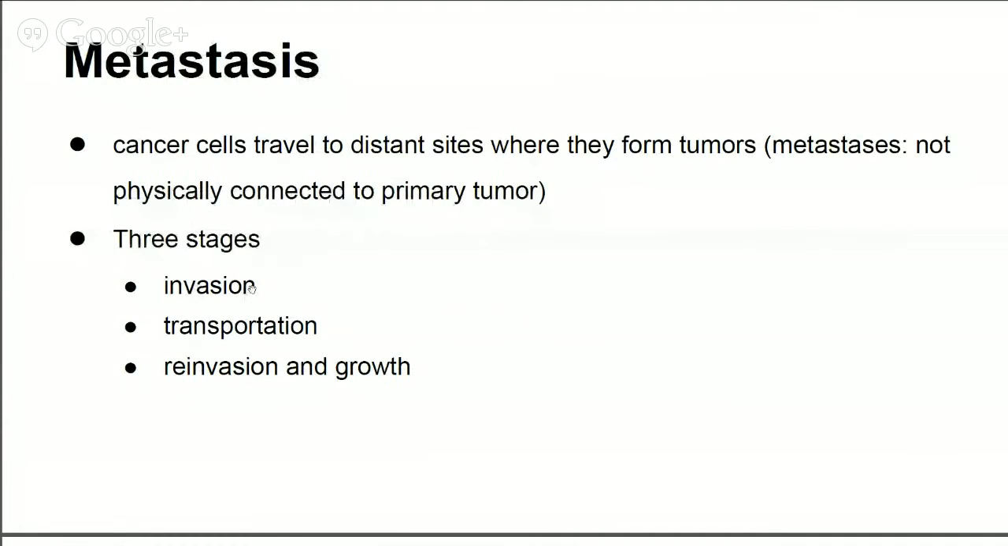Here you have invasion, in which they invade the blood vessel, and then you have transportation, in which they will undergo a process called intravasation, and that is the actual invasion of a blood vessel. They then will have to survive throughout the blood vessel. Some will adhere to the lining of the blood vessel, and some will undergo a process called extravasation, in which they will leave the blood vessel and then re-invade and grow.